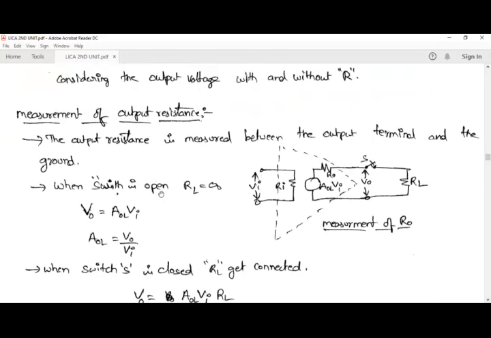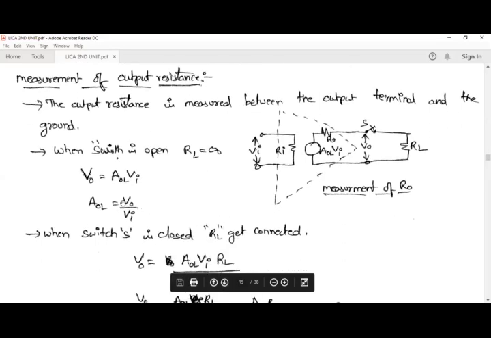When the switch is open, RL is infinity, that is the open circuit condition. By that, we know that V naught is equal to AOL into VI. So AOL is equal to output voltage divided by input voltage, that is here nothing but input voltage VI.